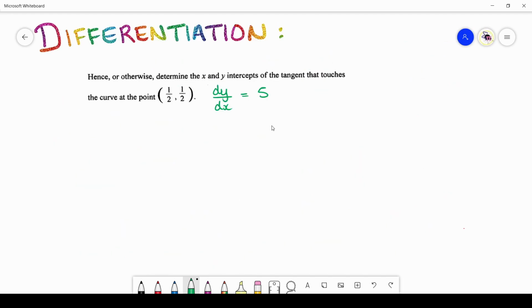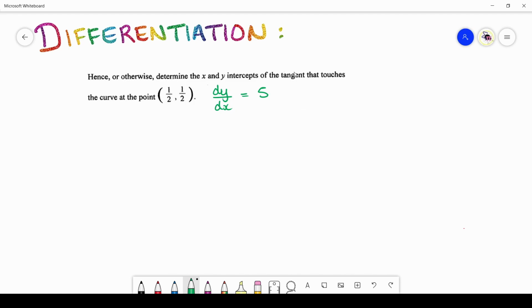Okay, so we're back to another part, and reading this question, you might get a heart attack, to be honest. It says, hence, or otherwise, determine the x and y intercepts of the tangent that touches the curve at the point (a half, a half). Recall part 1, you found the gradient as 5. Now, you're probably thinking to yourself, whoa.